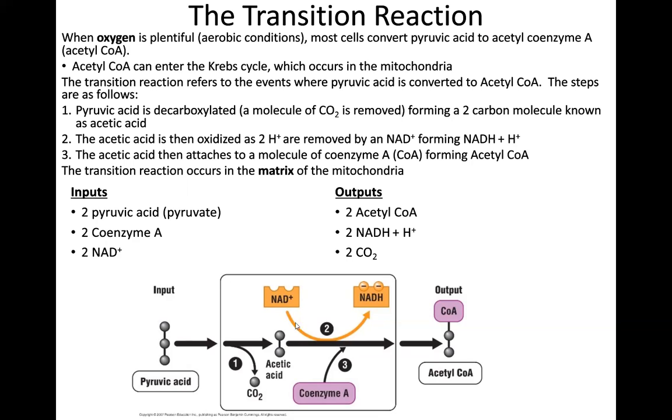Then we oxidize it by taking some of its electrons and hydrogens. And then we slap a coenzyme A to it. And in doing so, that forms acetyl-CoA. But if you look at my outputs that I've got listed here, we only show 1 acetyl-CoA, but I have 2 listed. We only show 1 NADH plus H plus, but I have 2 listed. I only show 1 CO2, but I've got 2 listed. Why is that?